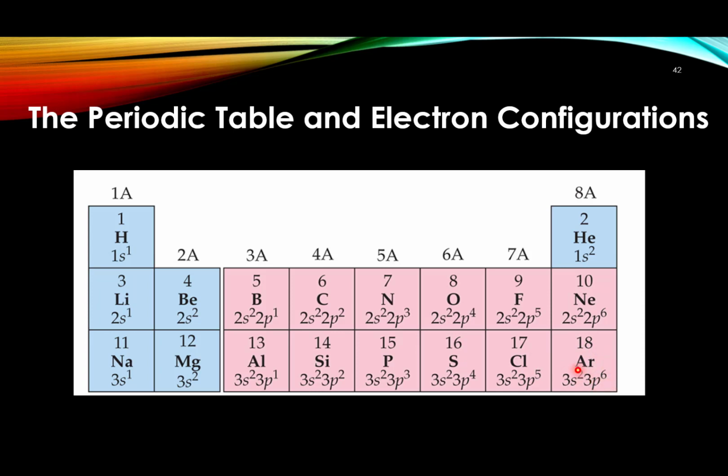That's the reason behind why some metals lose 1 or 2 electrons, while some non-metals gain 2 or 1 or 3 electrons, just to have the same electronic configuration as the noble gases.